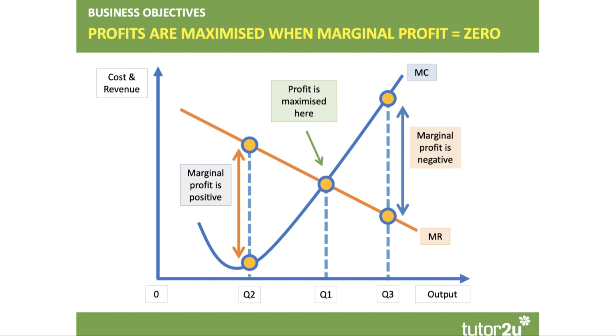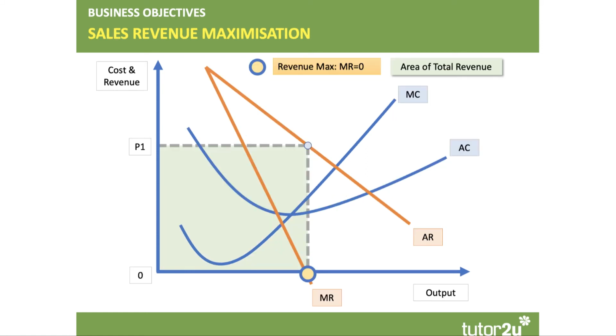Providing marginal profit is positive, then total profits will be going up. But once marginal profit becomes negative, then profits are falling. So you maximise profit where marginal revenue is zero. Sales revenue maximisation is the point where the marginal revenue curve or line hits the x-axis. So revenue maximisation is where marginal revenue is zero.